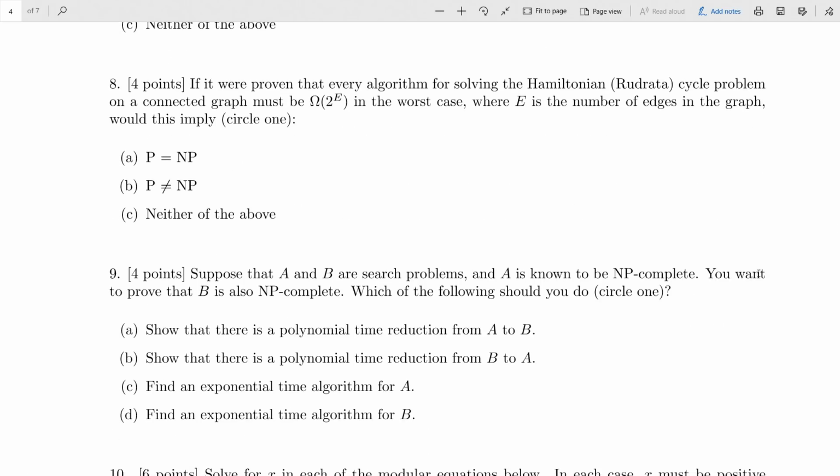Okay. If it were proven that every algorithm for solving the Hamiltonian cycle problem on a connected graph must be omega of 2 to the e in the worst case, where e is the number of edges in the graph, what would this imply?